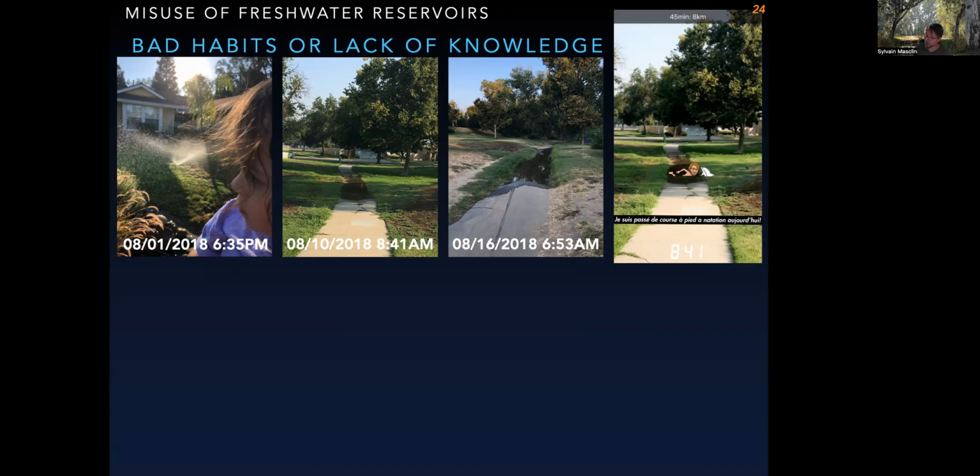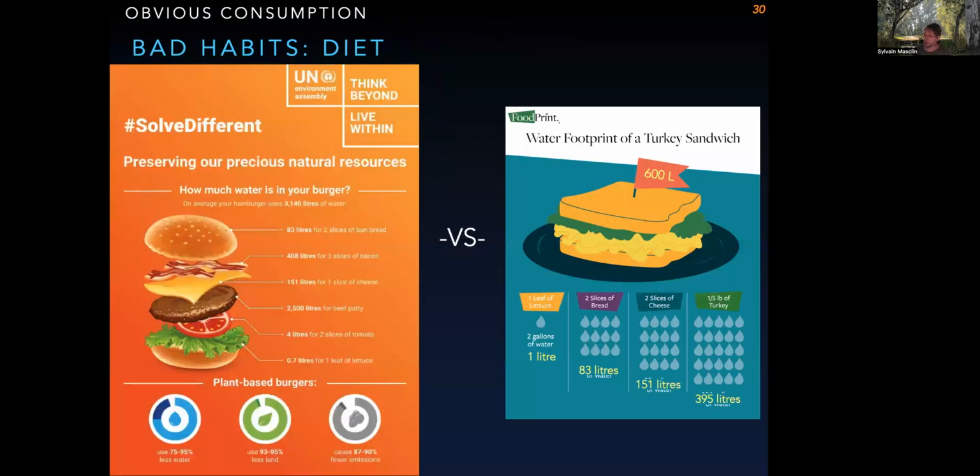One thing that we can do also as individuals is make good decisions about food. We saw that food tends to consume a lot of virtual water. The more processed the food is, the more virtual water it consumes, and the higher the food is in the food pyramid, the more water is consumed.